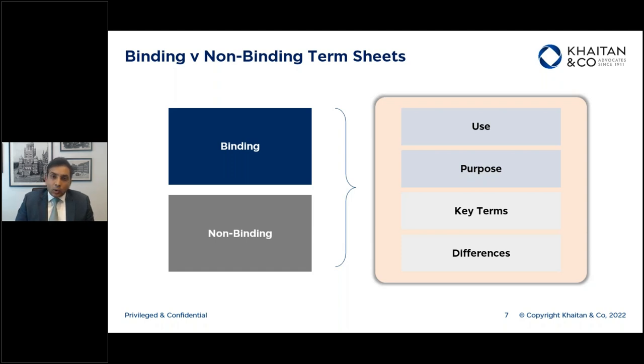Let me start with the non-binding term sheet first. It's a bit of a misnomer to call it fully non-binding. The intent of the parties in a non-binding term sheet is to set out very clearly what are the key commercial principles that form the basis for negotiating the transaction documents going forward. Nevertheless, a limited set of provisions, which we'll also deal with as part of the key terms, would be binding. So a non-binding term sheet would constitute two parts. The majority portion would be non-binding, while very specific provisions in the document would be binding.